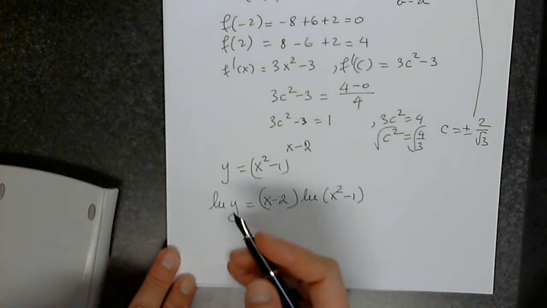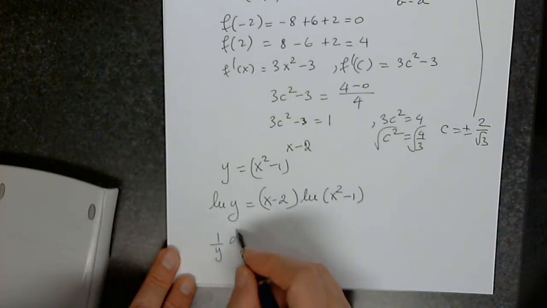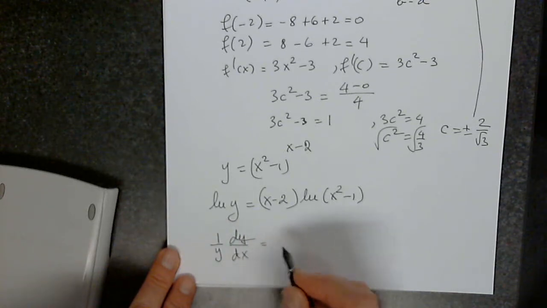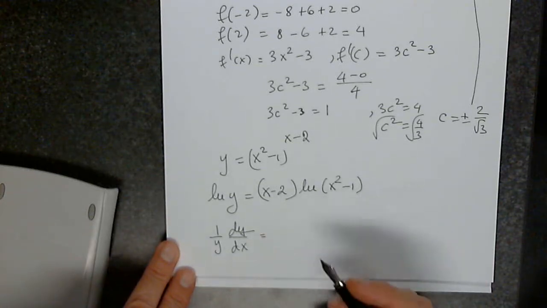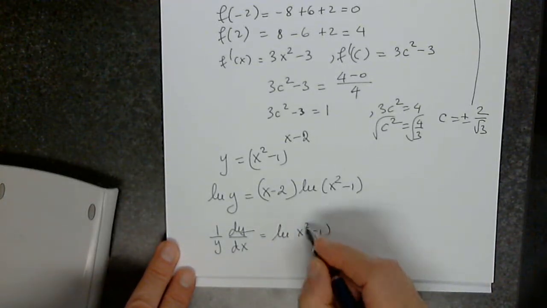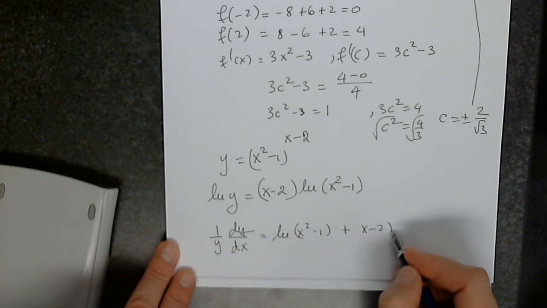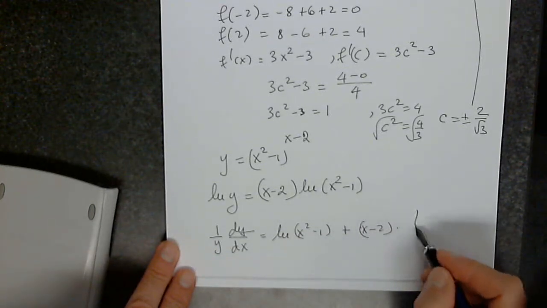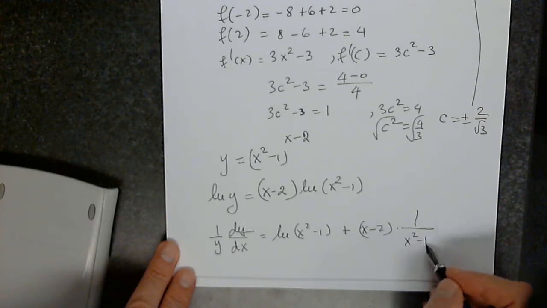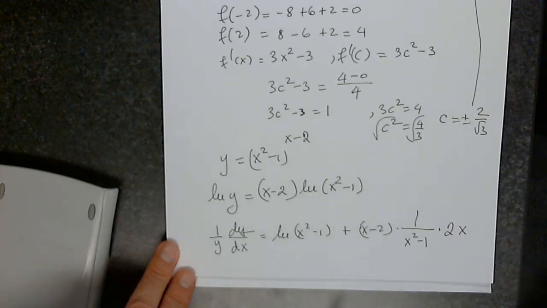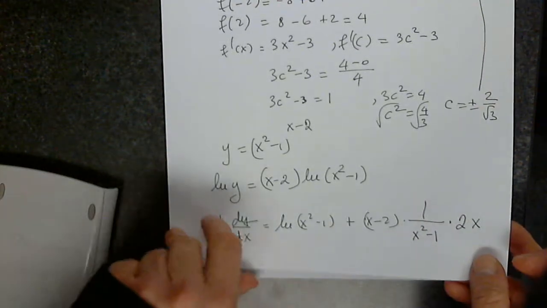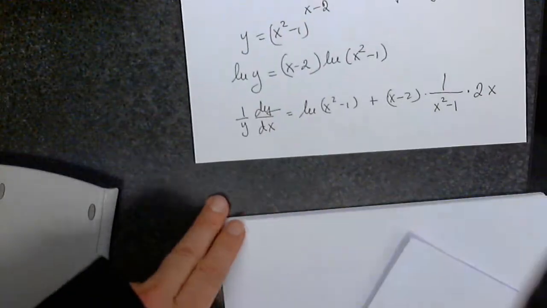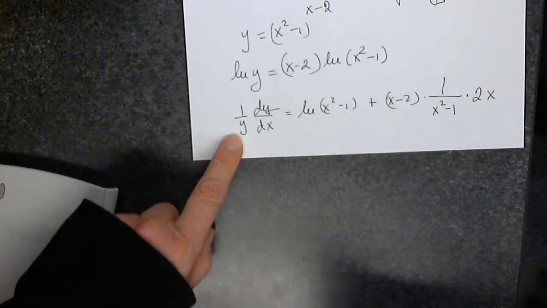I differentiate the left-hand side as 1 over y times dy over dx. And now I differentiate the product. The first function prime is 1, natural log x squared minus 1, plus x minus 2 times the second function prime, which is 1 over x squared minus 1 multiplied by 2x. All I have to do is multiply both sides by y, by the function itself.